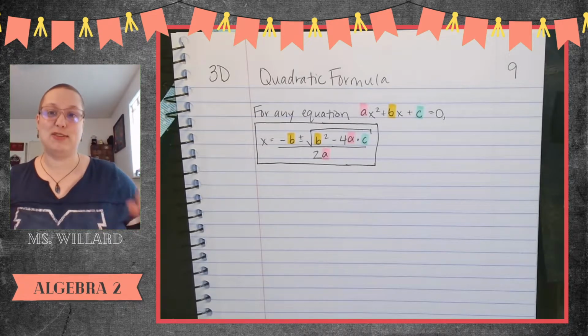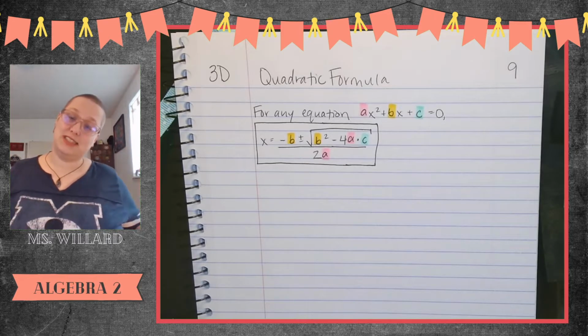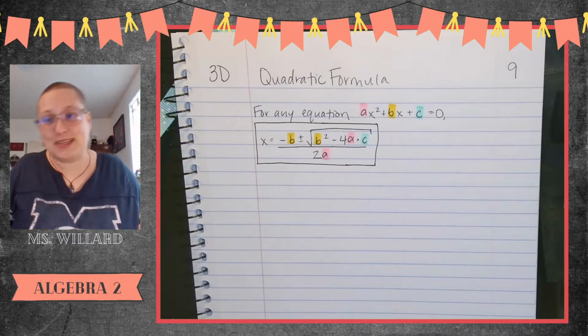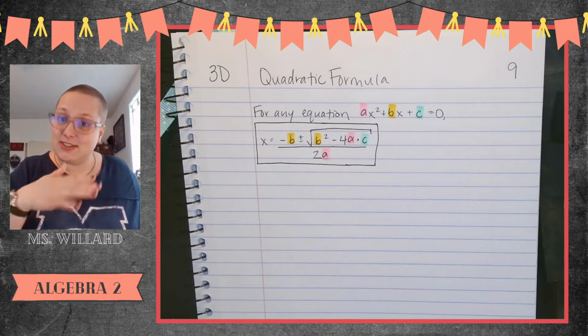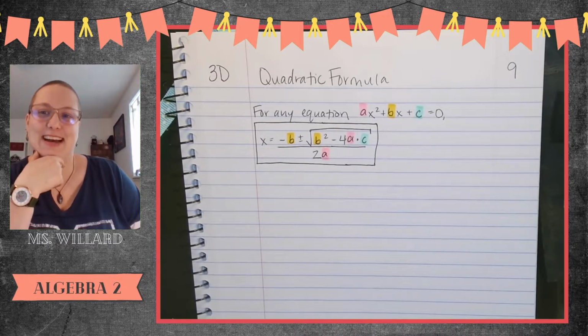But in this case, if there's an a in front and it already kind of looks like this, we can use the quadratic formula, which is negative b plus and minus the square root of b squared minus 4ac all over 2a.